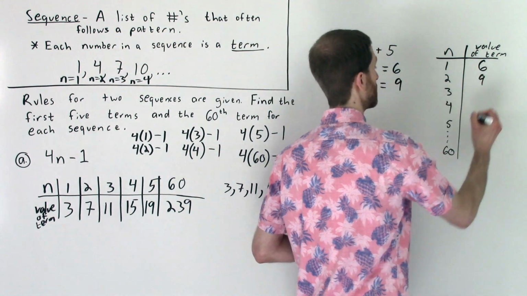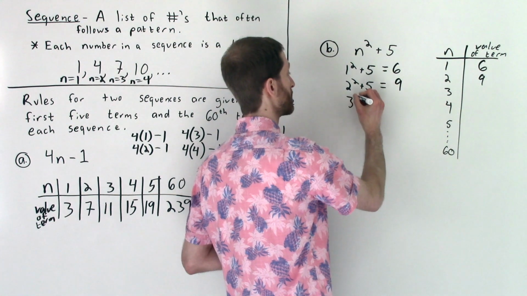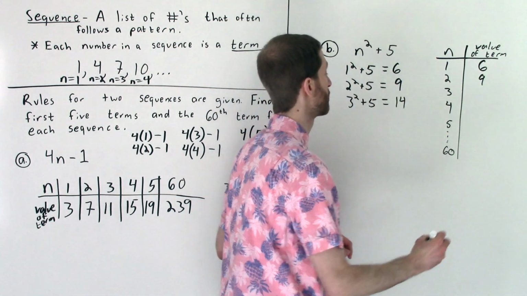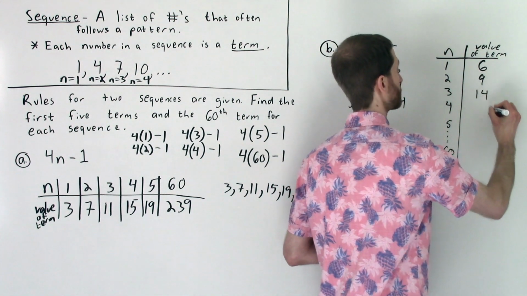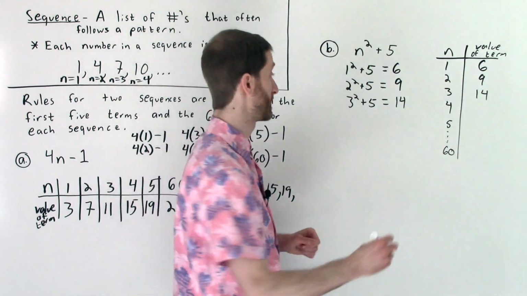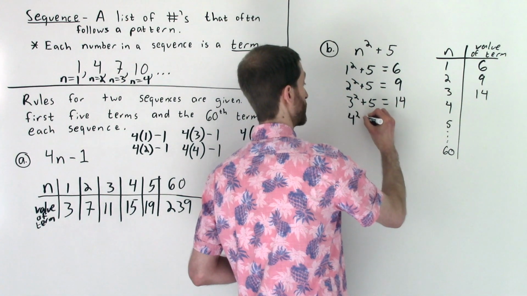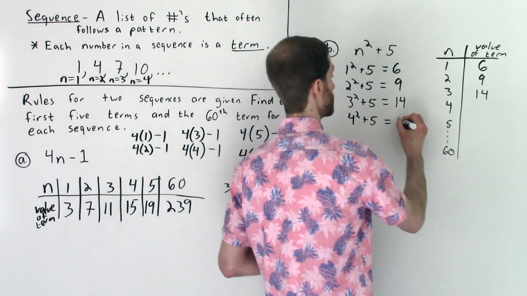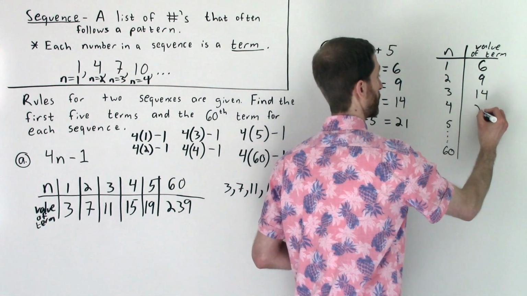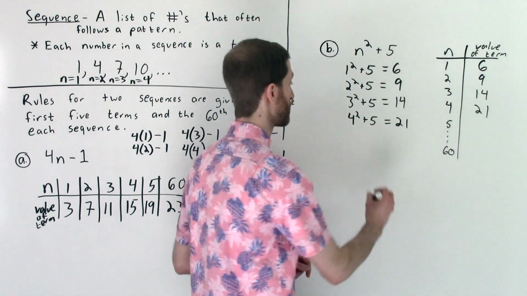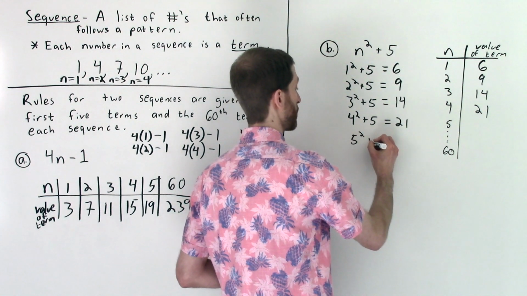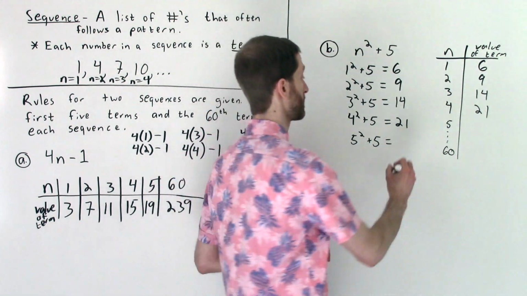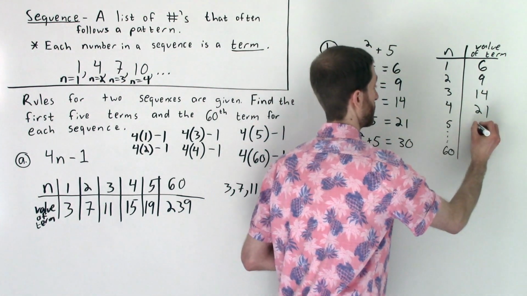Sweet. The third term, we're going to continue in this pattern, 3 squared plus 5. Simplify that down, it's going to be 14. And now we'll do the fourth term in this sequence. 4 squared plus 5. 16 plus 5 is 21. Ooh, very cool. And then we get to the fifth term. I will plug that in. 5 squared plus 5. 5 squared is 25, plus 5 is 30. So that is our fifth term.